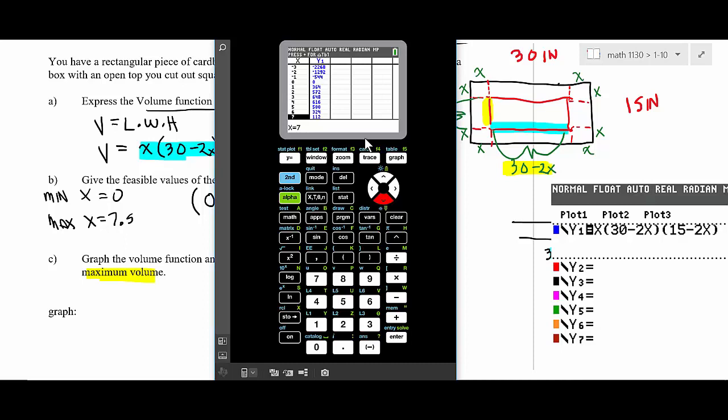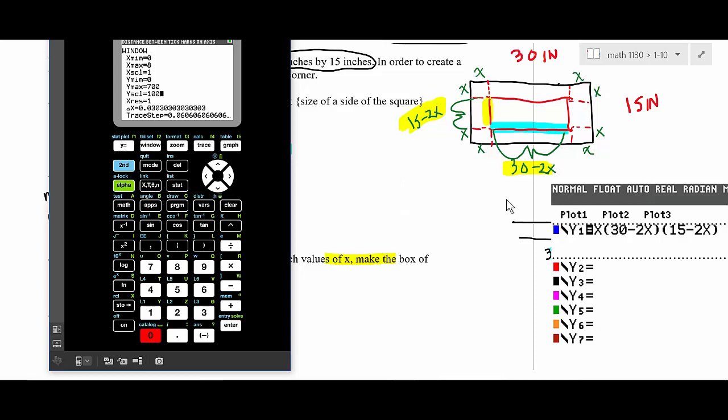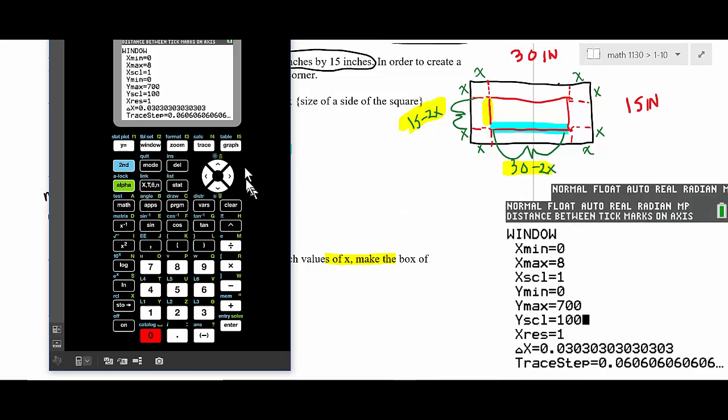So what I'm going to do for that reason is go back to the window button, and let's do the y's this way. Let's do 0 for y minimum, and let's go to 700. And then let's scale that by 100 like that. Okay. All right, now we're ready to graph, and I'll slide this over the side if you still need to get that window put in. Now you type graph, and that's kind of what the table is showing. The volume goes up, hits a high point, then comes down.